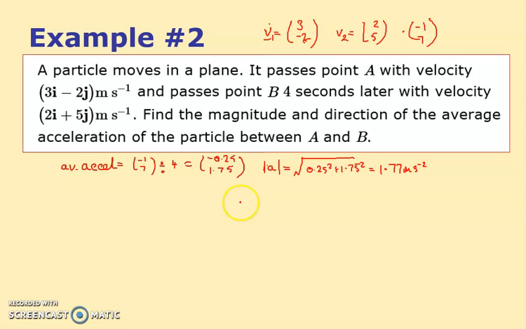Now, if you want the direction, again, think of it as a picture. It goes a little bit left and then up. So my average acceleration goes 0.25 left, 1.75 up. I want this angle here, so I'm going to call that alpha. Alpha equals the inverse tan of 1.75 over 0.25. Ignore the minus again. So 1.75 divided by 0.25 is 7. The inverse tan of that is 81.9 degrees, I suppose, to the horizontal.